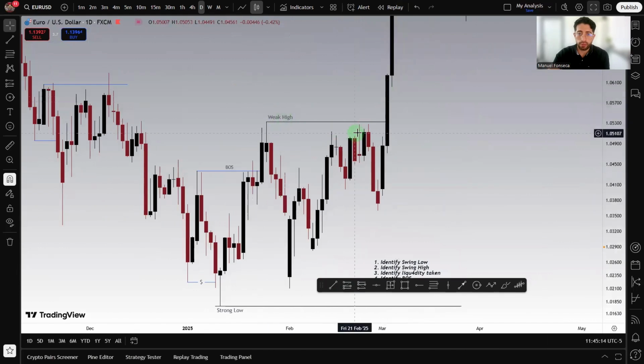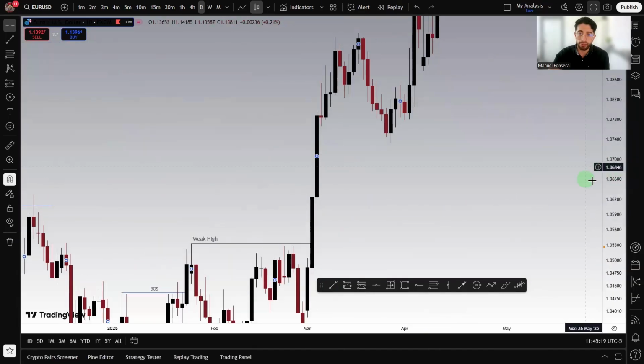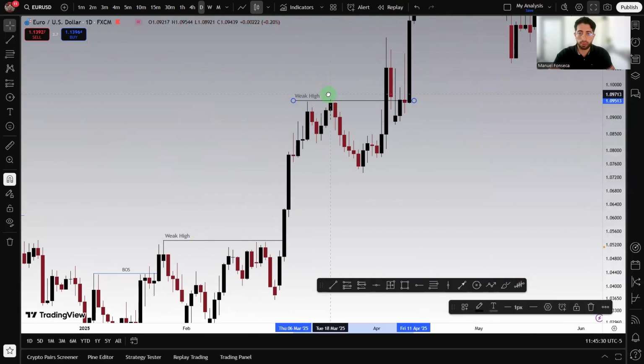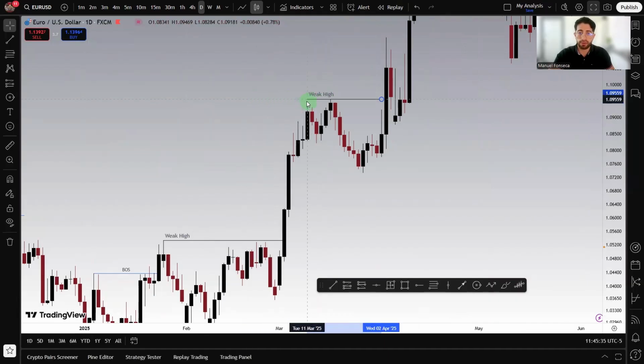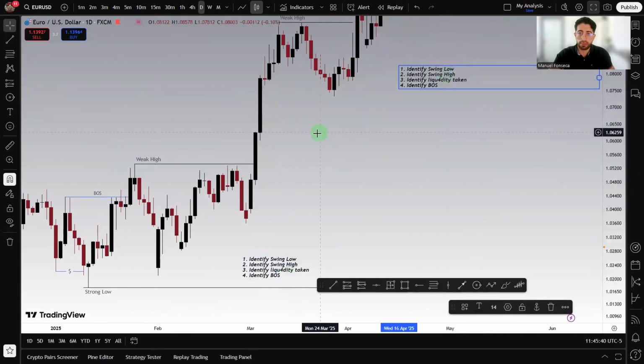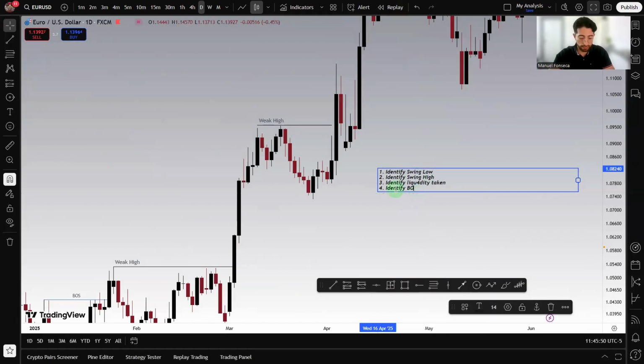Now, this weak high was broken by this enormous candle, and the price kept pushing up, right? The next high was also a weak high, correct? And so on. Now, how do we recognize that a weak high could be the end of a range? We need to do exactly the same thing. Identify the swing low, then the swing high, then the liquidity taken, and finally the break of structure, right?